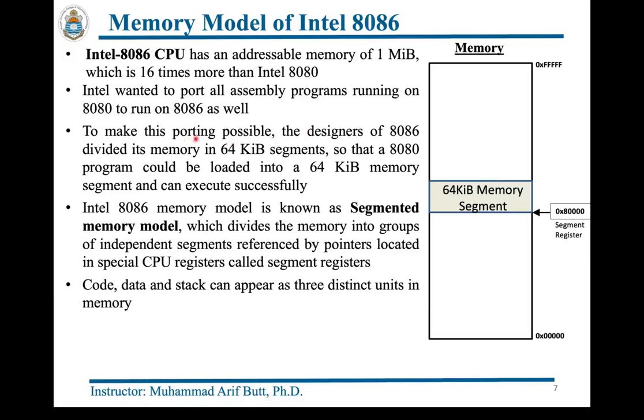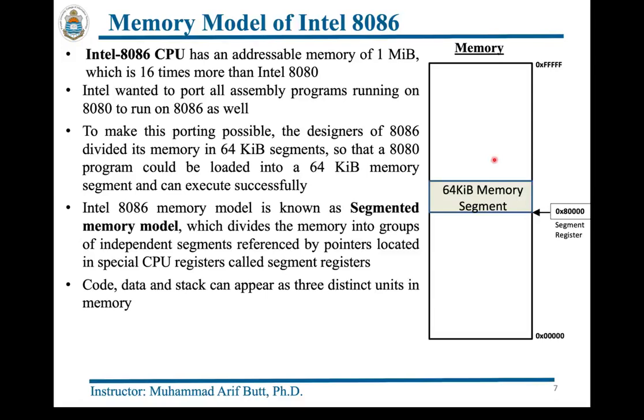And to make this porting possible, the designers of 8086 divided its 1 MB memory in 64K segments, so that the previously written programs in 8080 could be loaded into any one of the 64 KB memory segments and execute successfully. Well, the newly written assembly programs for 8086 could use the entire 1 megabyte of memory address space, and in contrast to Intel 8080's flat memory model, this is known as the segmented memory model.